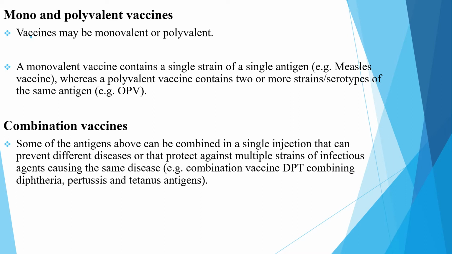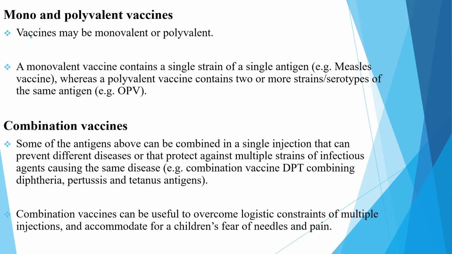Some of the antigens above can be combined in a single injection that can prevent different diseases or that protect against multiple strains of infectious agents causing the same disease. For example, the combination vaccine DPT combines diphtheria, pertussis, and tetanus antigens, or a pentavalent vaccine which combines DPT plus Haemophilus influenzae and hepatitis B. Combination vaccines can be useful to overcome logistic constraints of multiple injections and accommodate for children's fear of needles and pain.